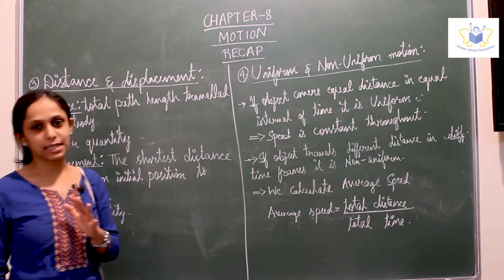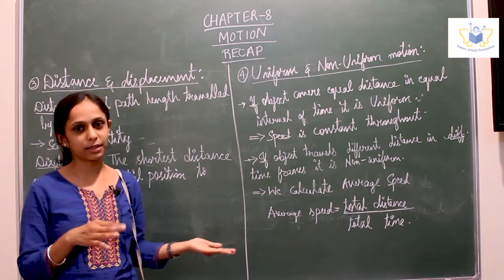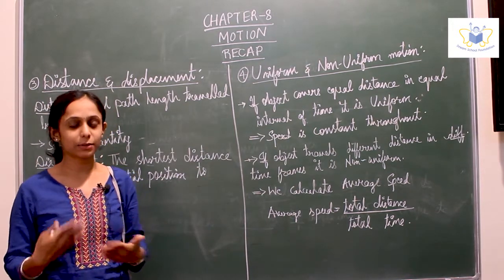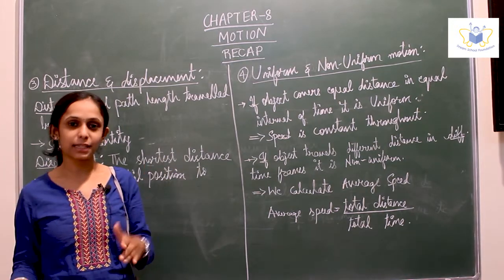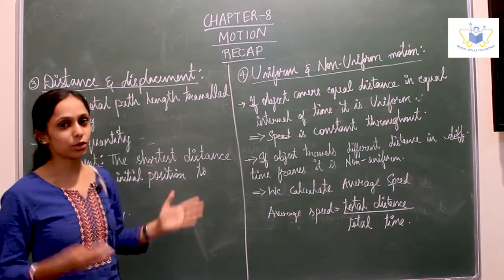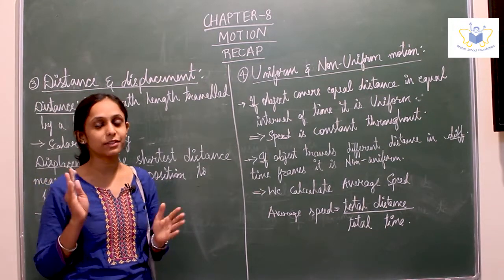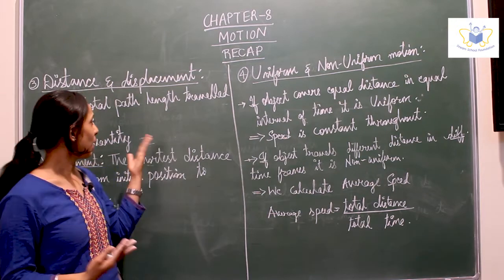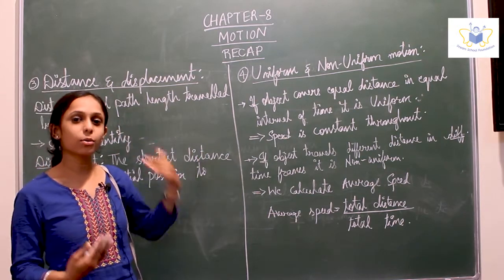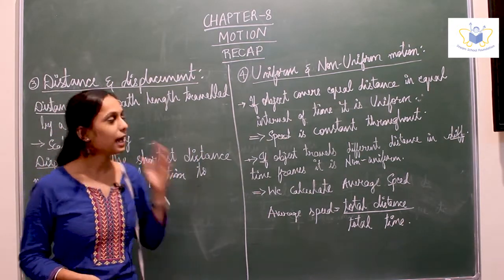What do you think distance is? Is it a scalar quantity or a vector quantity? What does a scalar quantity have? Only magnitude. What does a vector quantity have? Both magnitude and direction. You have to know the difference in the definition of distance. So now, is the quantity distance scalar or vector? Think. Yes, it is scalar.